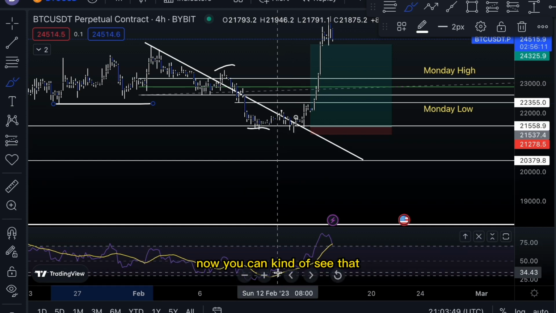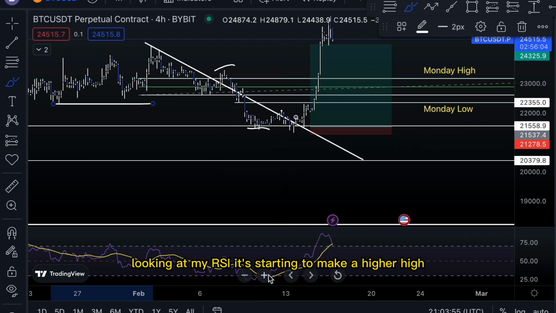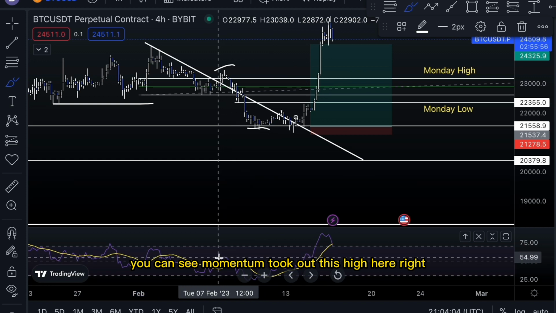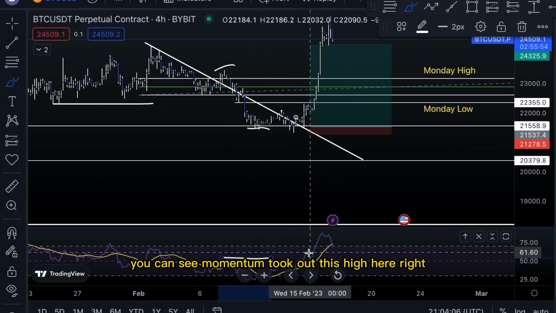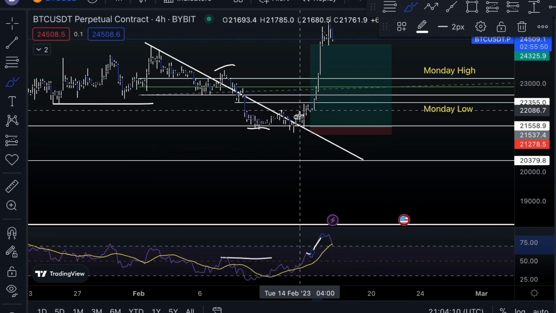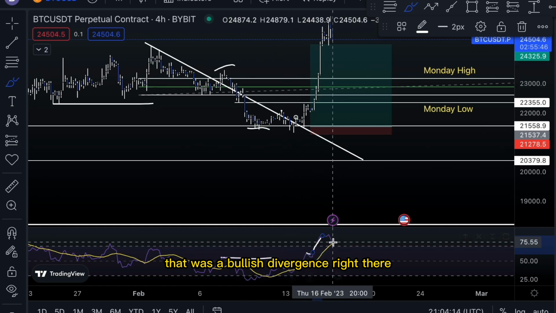Now you can kind of see that, okay, we're having bearish price action, lower lows, lower highs. Looking at my RSI, it's starting to make a higher high, especially right here. You can see momentum took out this high here, right? And then started taking off even more. So that was a bullish divergence right there.